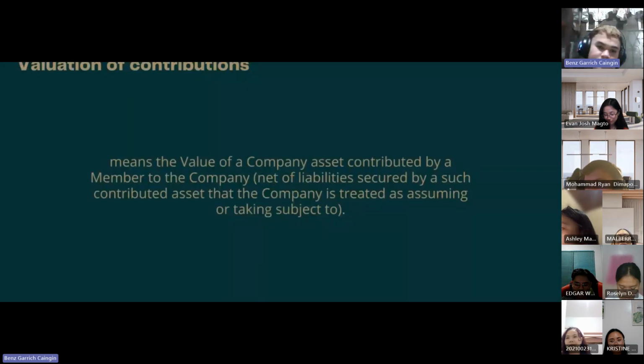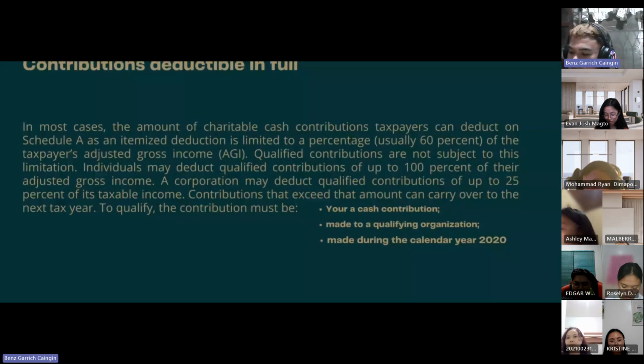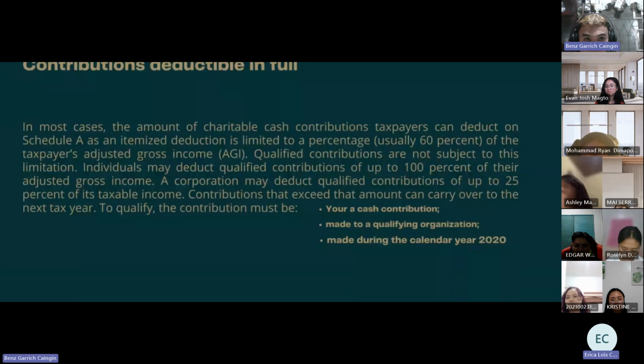Valuation of contributions means the value of a company asset contributed by a member to the company, net of liability secured by such contributed asset that the company is treated as assuming or taking subject to. Contributions deductible in full. In most cases, the amount of charitable cash contributions taxpayers can deduct on Schedule A as an itemized deduction is limited to a percentage, usually 60% of the taxpayers' adjusted gross income (AGI).